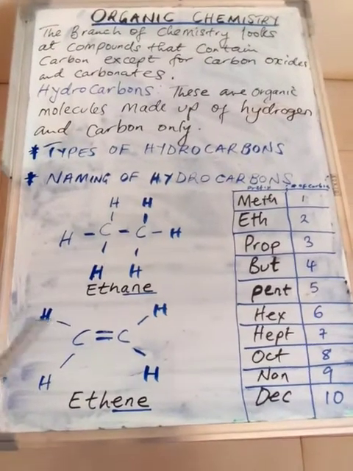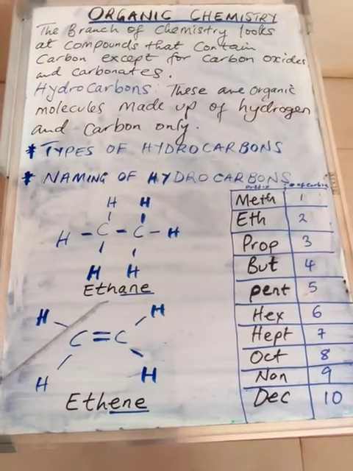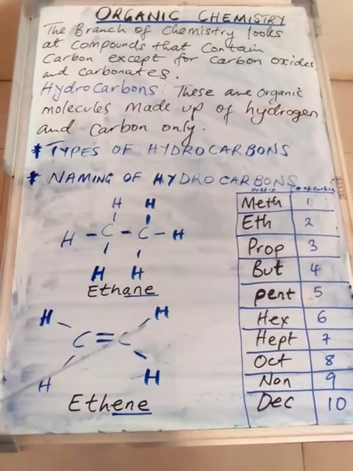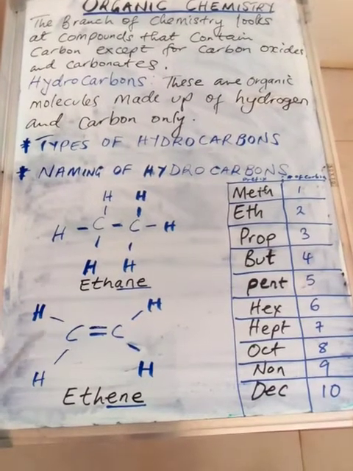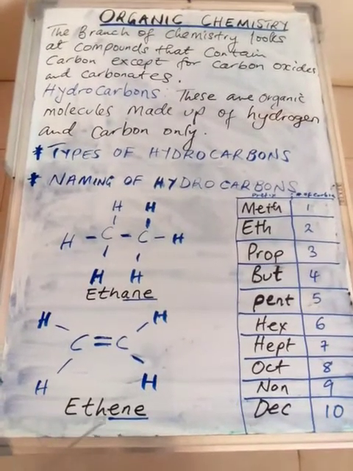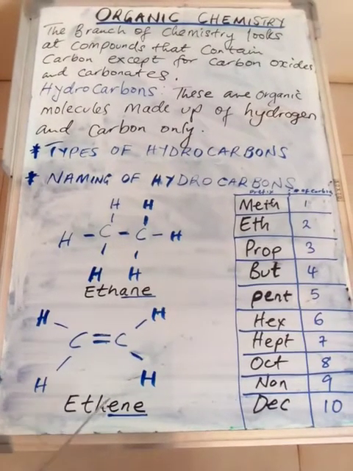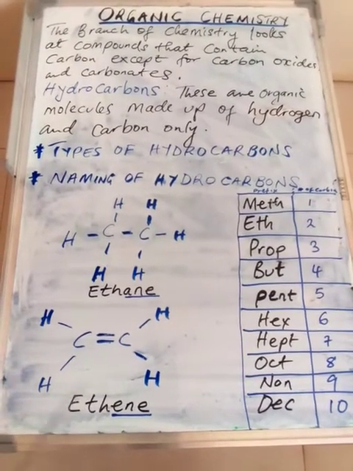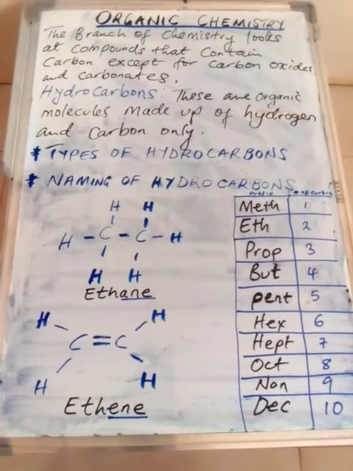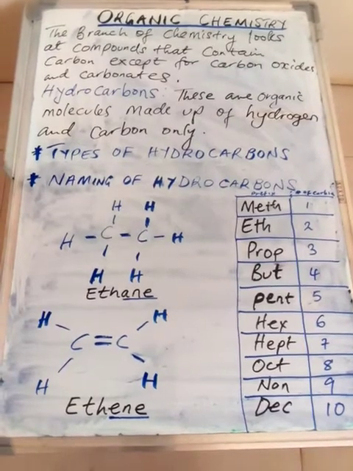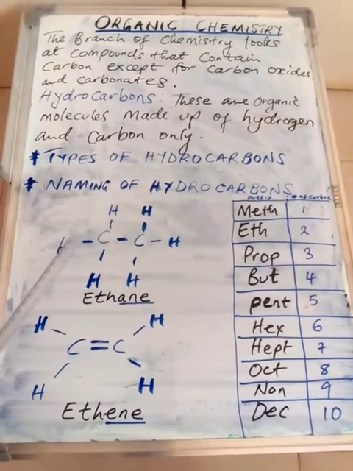So you need to know that saturated hydrocarbons are hydrocarbons that contain single bonds. On the other hand, unsaturated hydrocarbons are hydrocarbons that contain double bonds. In some cases, you need to know that they equally can contain what we call triple bonds. So unsaturated hydrocarbons will contain double bonds or triple bonds, whilst the saturated hydrocarbons will contain only single bonds.